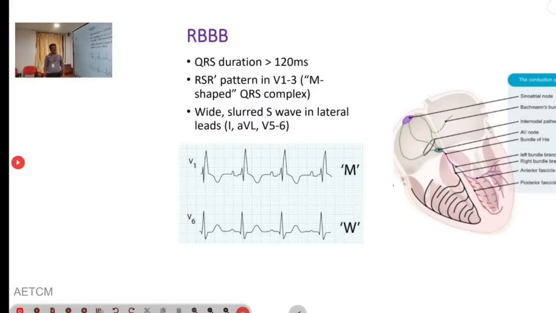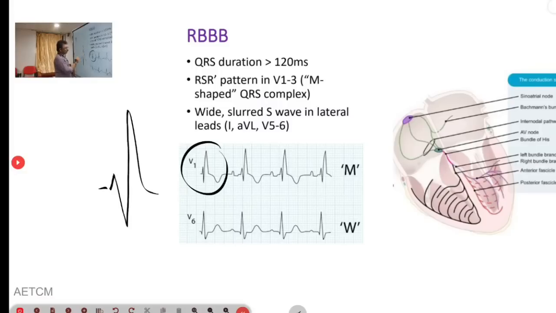Now here you can see the RBBB pattern. You take the V1, I already told, R, S, R dash pattern. So R, S, R dash pattern is RBBB. It is not that important an ECG finding. Many normal individuals can have this finding, so that is not a big problem. And QRS complex is wide here, like we told in the previous slides.